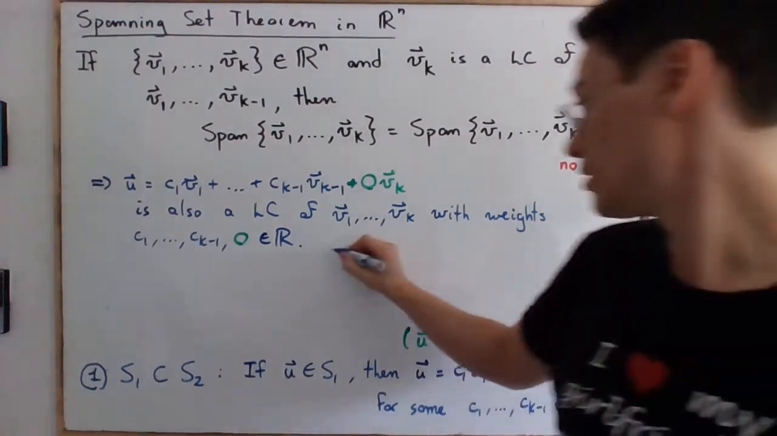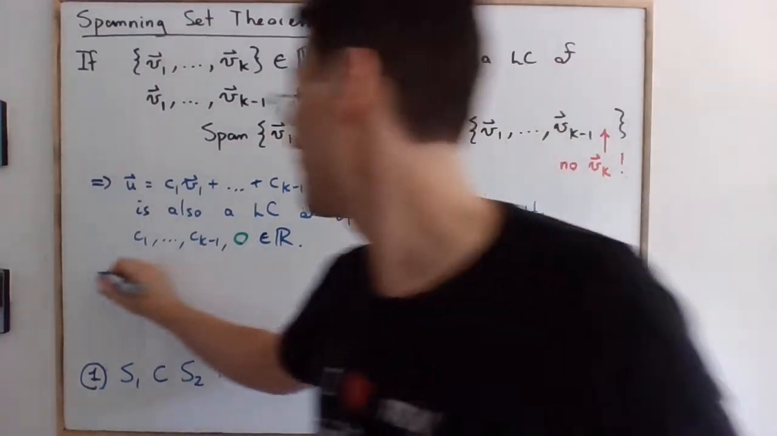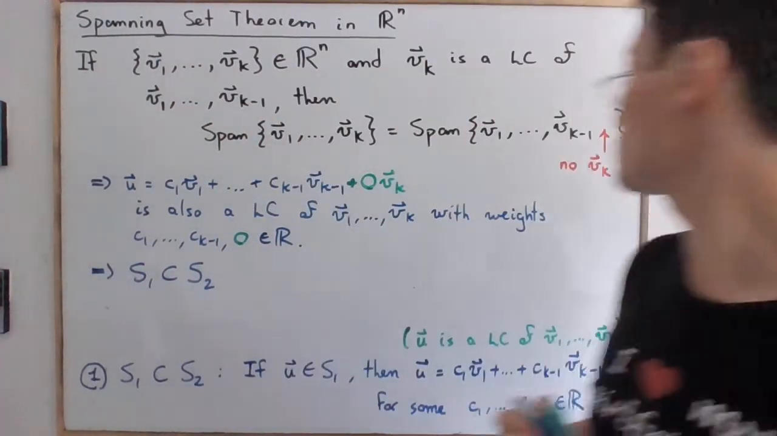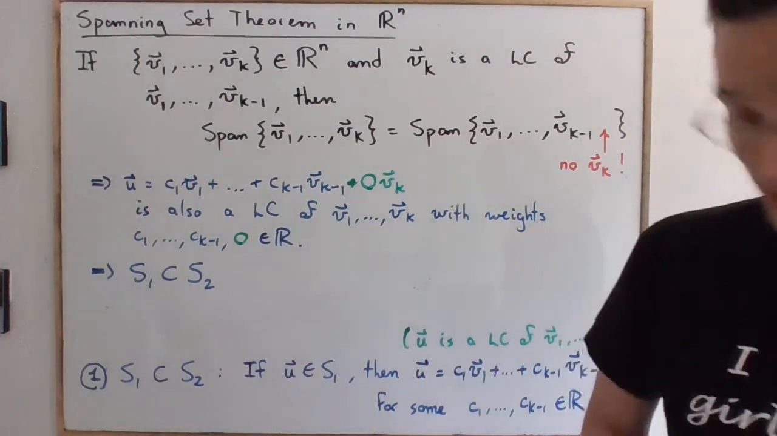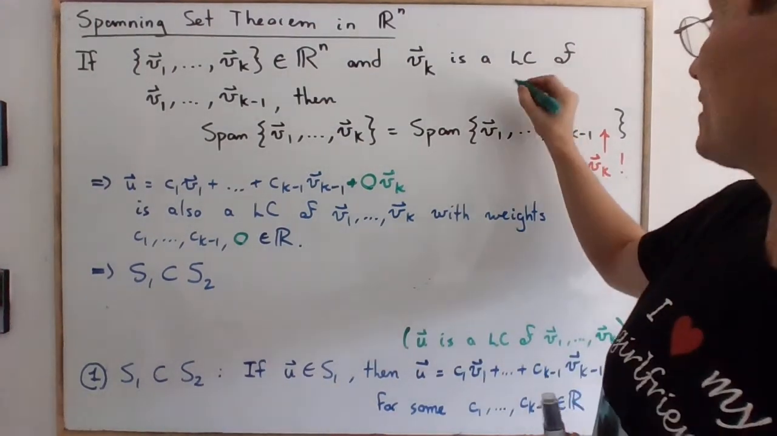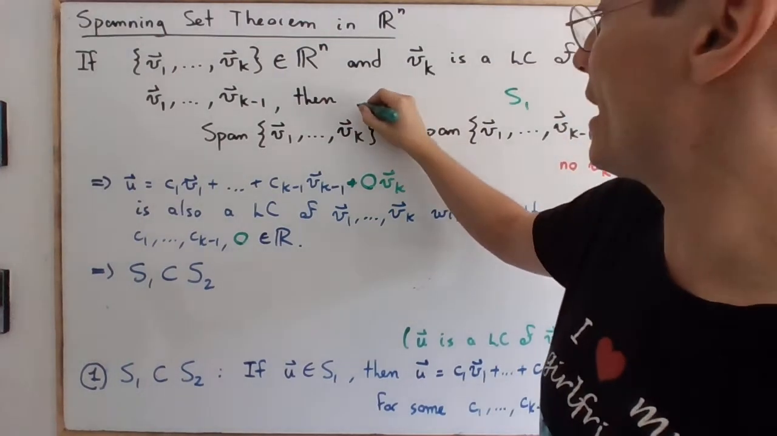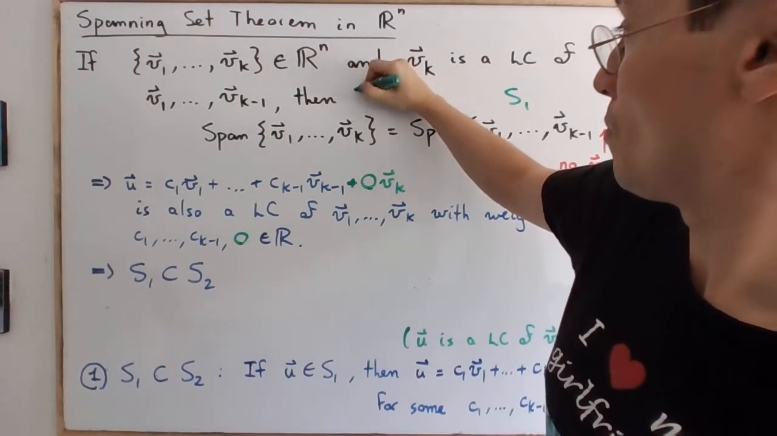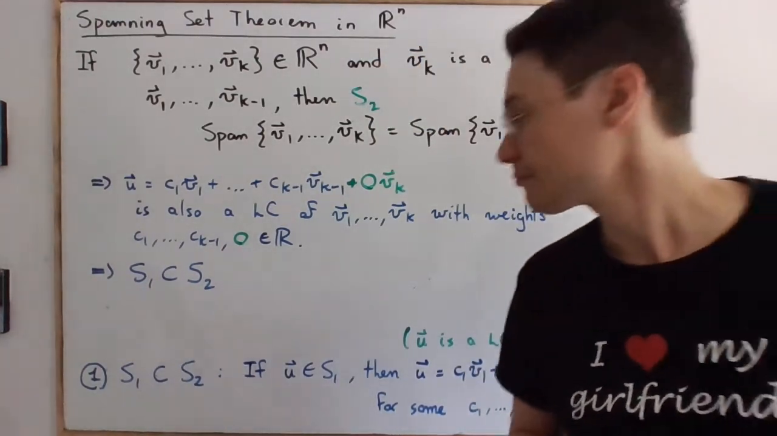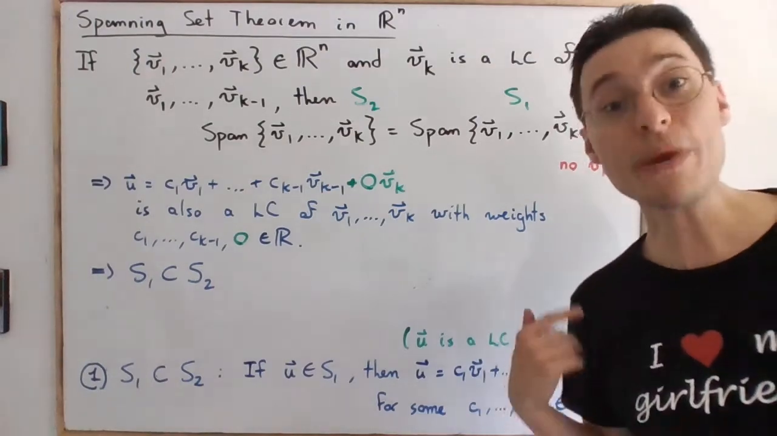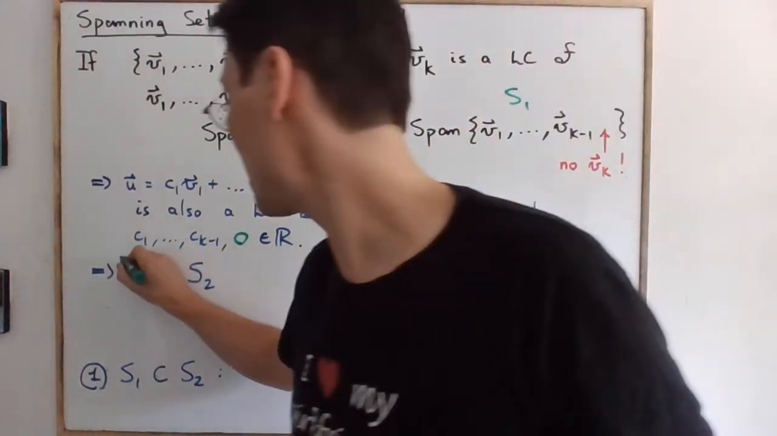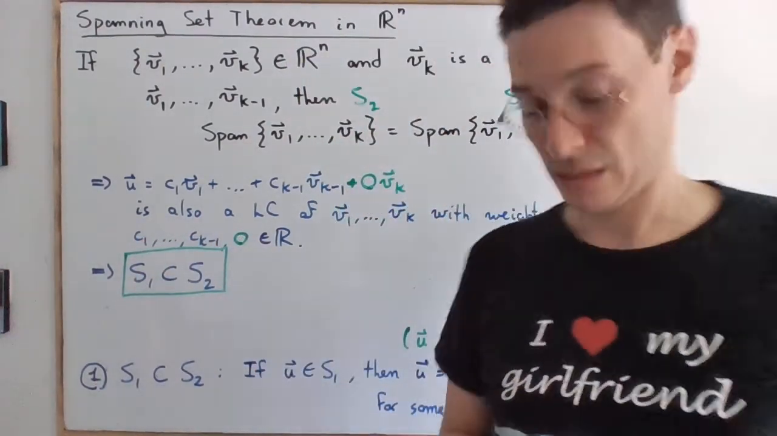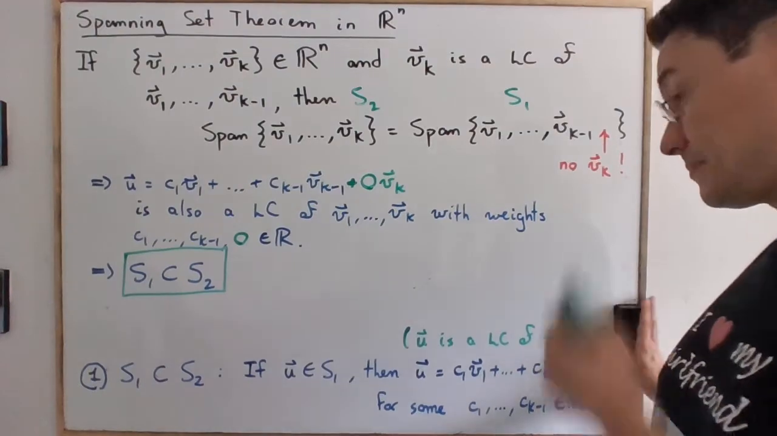And as a result, we just proved that S1 is contained in S2. So how am I going to do this? Okay, so I'm going to write in green this is S1 and this is S2. Okay. So now we have to prove the opposite. Okay, so this part is done. It was actually the easy part. Now we have to prove the opposite.